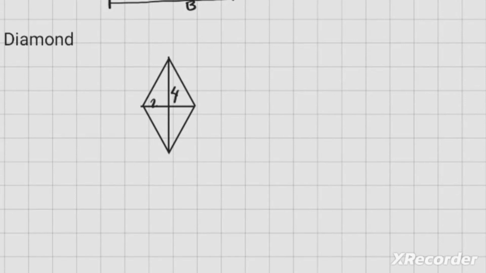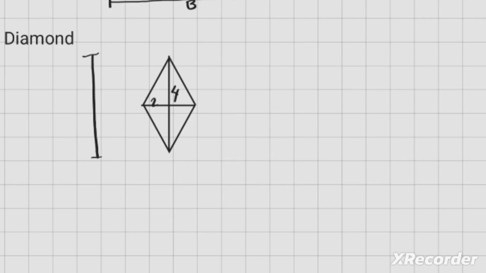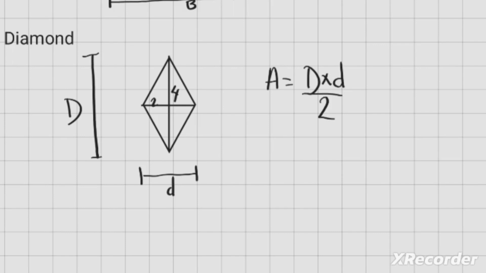So last we have the diamond. In this we have the big diagonal, and we also have this small diagonal. So the area is just big diagonal times small diagonal divided by 2. So the big diagonal here is basically this, which is 4. The small diagonal, which is this, is 2, and we divide it by 2. So the area is 4.